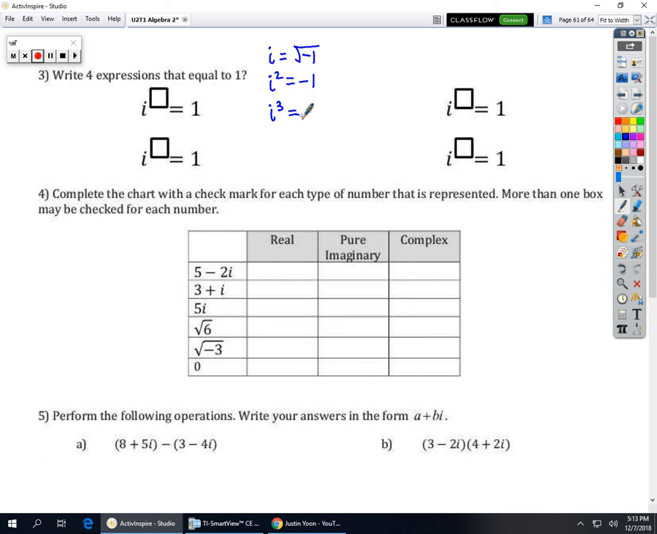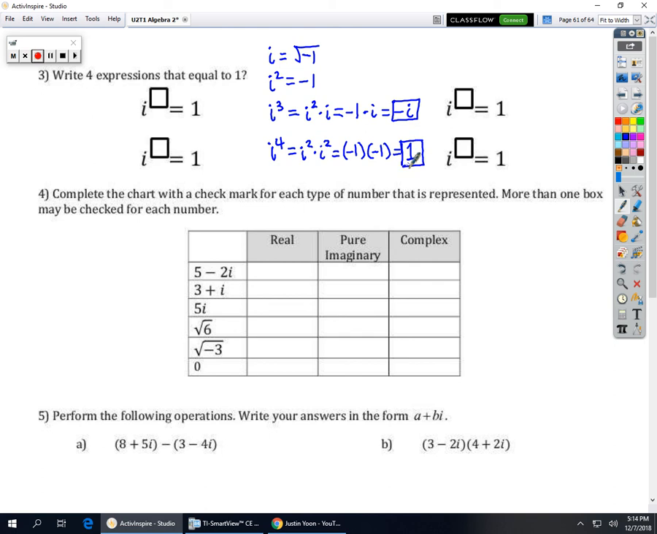Well, isn't i cubed just i squared times another i, right? Because you got 1, 2, 3 i's here. So what's i squared? i squared is negative 1 times i, which is just negative i. So i cubed is negative i. What about i to the 4th? Well, i to the 4th, isn't that i squared times i squared? i squared is negative 1. The other i squared is negative 1. Negative 1 times negative 1 is just positive 1.